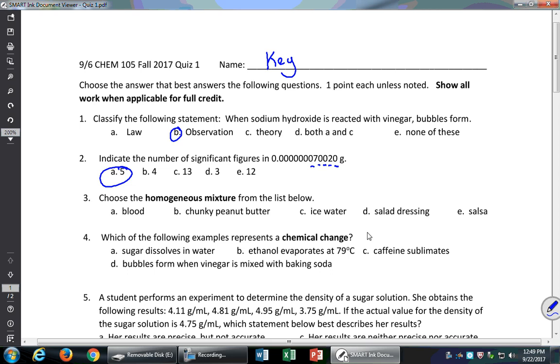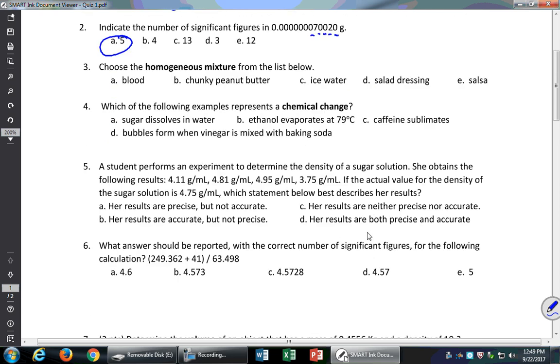So like I said, this was a bit more ambiguous than I wanted it to be. Salsa typically has chunks of things. All of those would be heterogeneous. But I gave everyone a point because it was a bit more ambiguous. I'll try not to have one like that on the exam. I'm sorry about that.